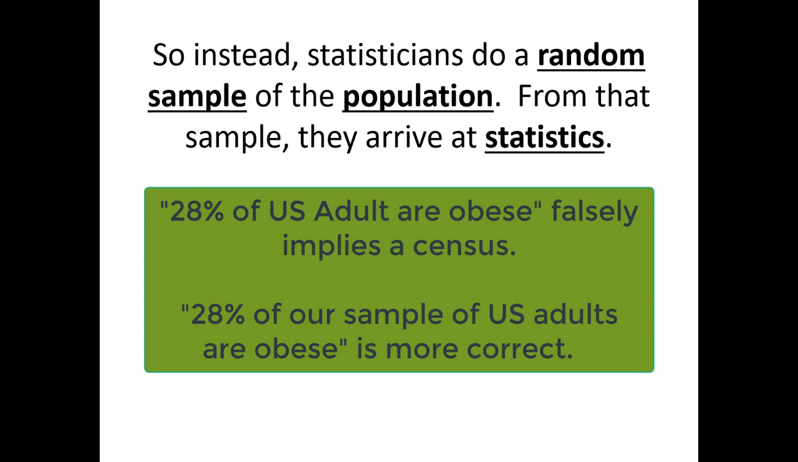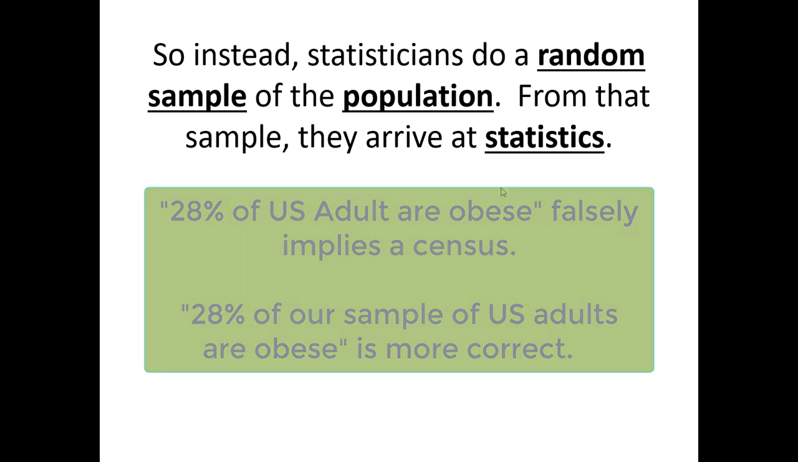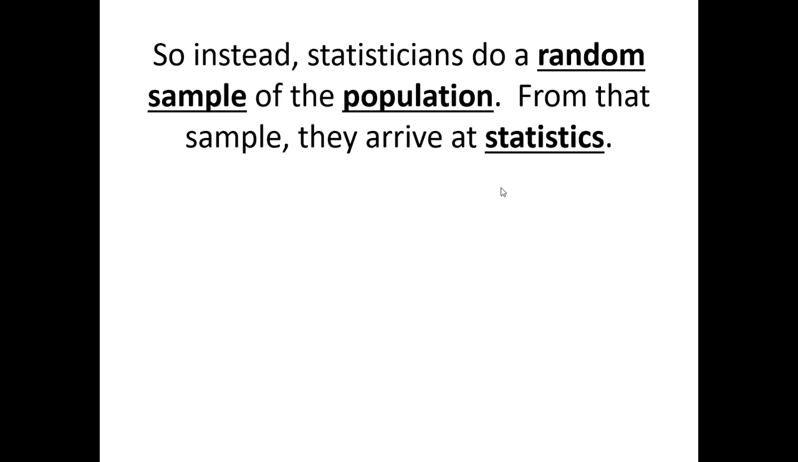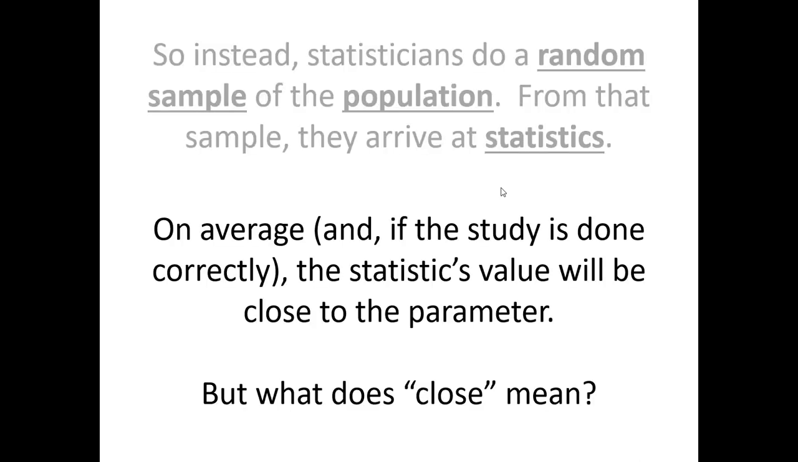So you might think to yourself, well, what good is a sample? It's only a piece of the population, to which I respond, yes, that's true. But on average, if you do the study correctly, that statistic's value is going to be close to the parameter's value. So even though we're never going to know the parameter's value, we're never going to know what the actual obesity rate of US adults is, we can get close to it with the statistic's value.